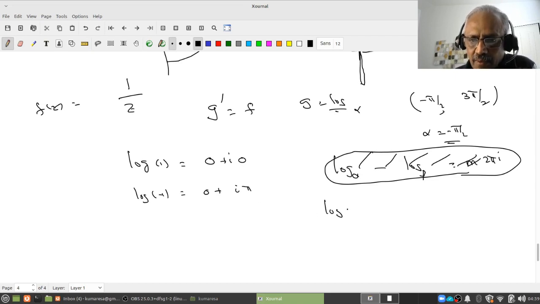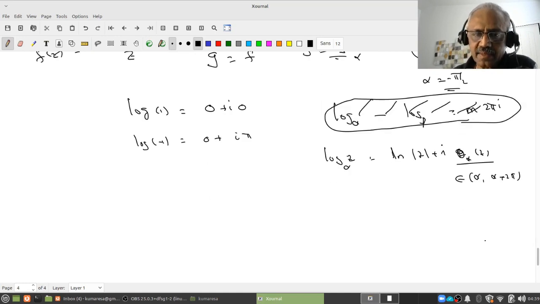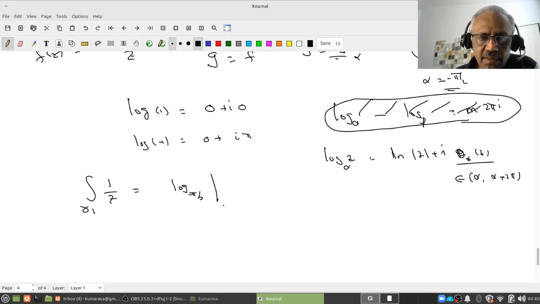Remember what log is. Log alpha of z is the natural logarithm of mod z plus I times theta alpha of z, where this takes values in alpha to alpha plus 2 pi. You understand? Therefore the integral of 1 by z over gamma 1 is going to be the logarithm with respect to the minus pi by 2 branch, evaluated between the points 0 to pi.